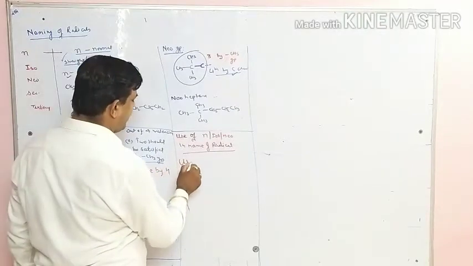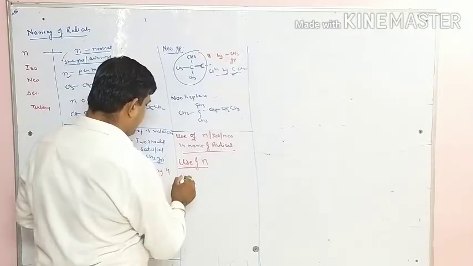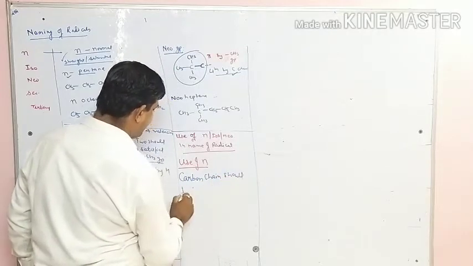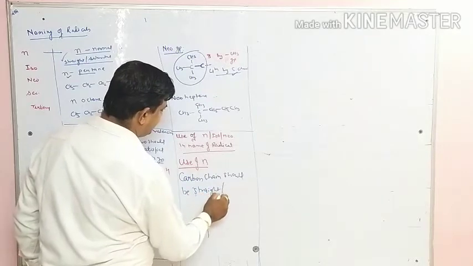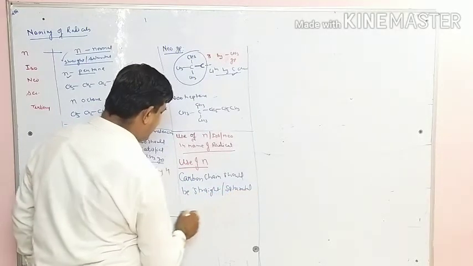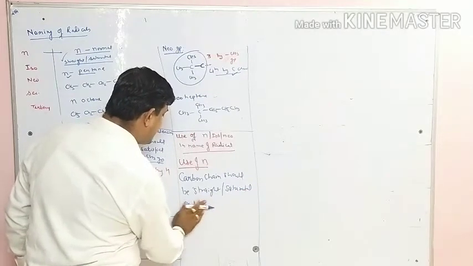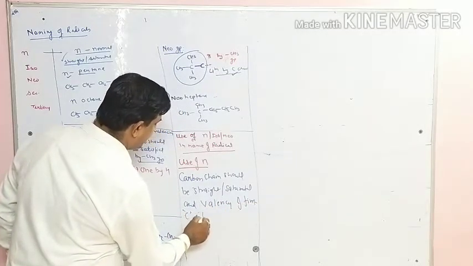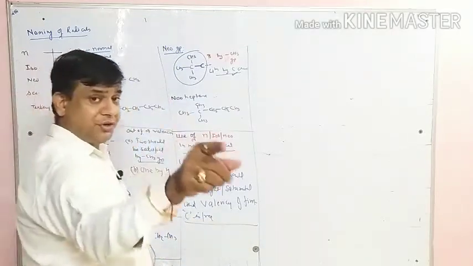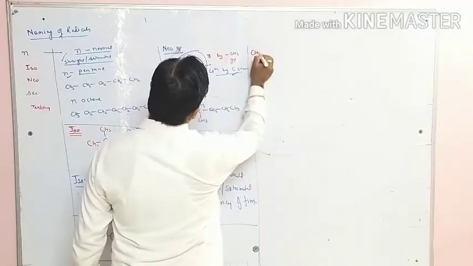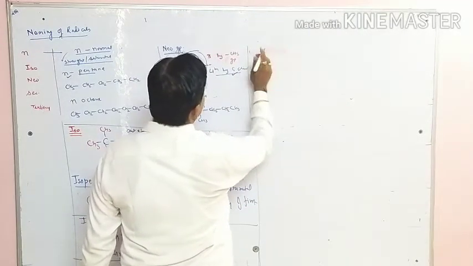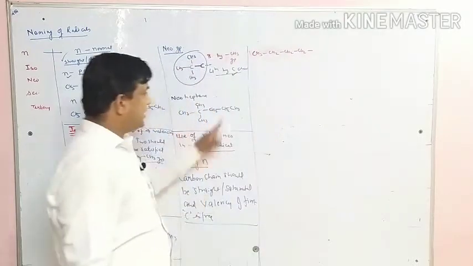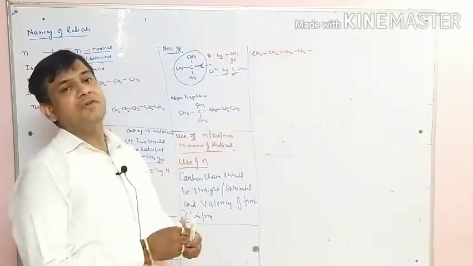See, use of N. What I am writing: carbon chain should be straight, saturated, and the valency of the first carbon is free. Carbon chain should be straight, saturated, and the valency of the first carbon is free. If somebody says, name this radical, CH3, CH2, CH2, CH2. Carbon chain is straight, yes. Saturated, yes. And the valency of the first carbon should be free, yes.